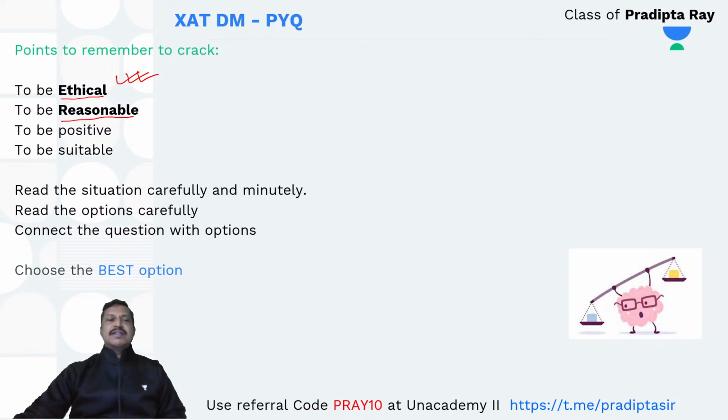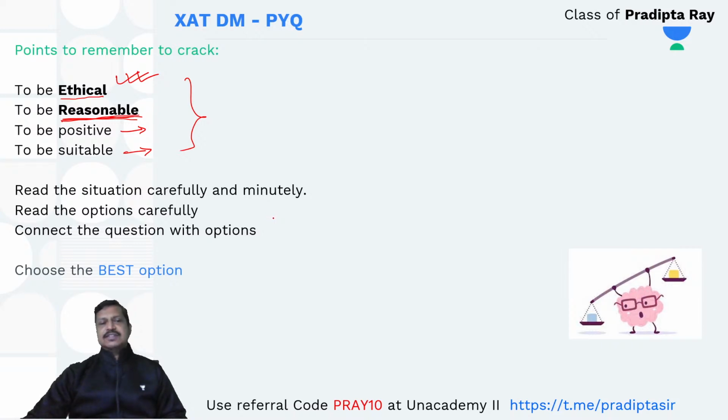Now what do you mean by reasonable? Reasonable can be what normally can happen. So normally what can happen means your reasonable decision will be positive. It should be suitable with respect to all stakeholders, right? So suitable with respect to all stakeholders in the question. So you just remember that. That's another important thing.